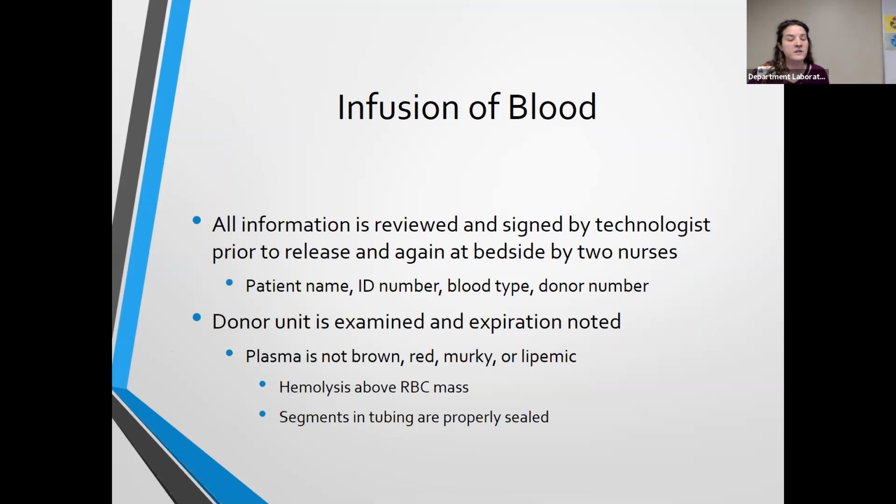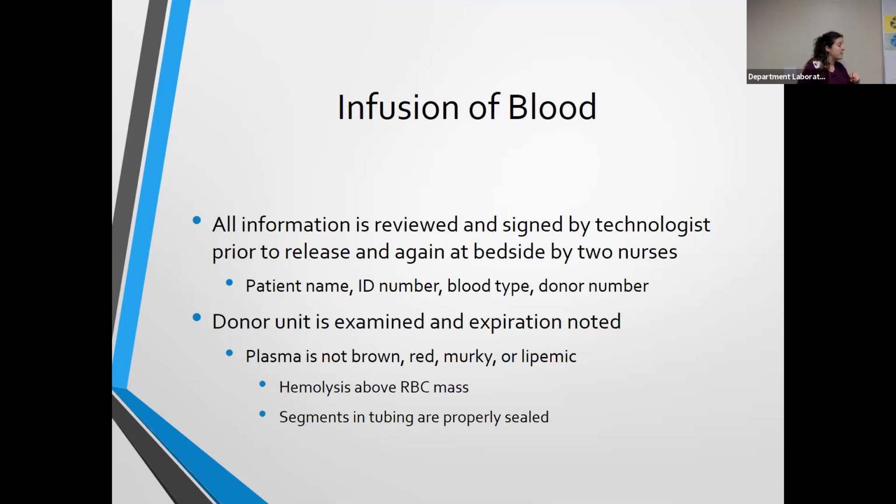I've told you guys this before, but all information is going to be reviewed before that unit leaves the blood bank. Two techs have to be involved in the sign out procedure. Number 1, you're confirming patient information, name and medical record number. I always like to check date of birth too, but you just have to have 2 unique identifiers. And then patient ABO, and then your unit ABO. You want to make sure that's compatible.